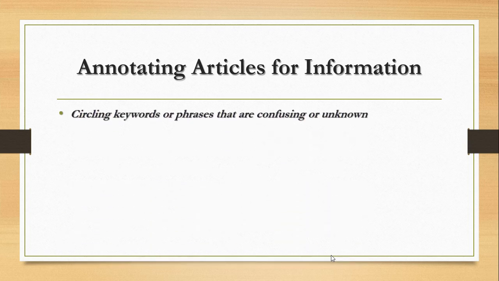The first one is circling. We circle keywords or phrases that might be confusing or unknown to us. The idea is that this helps us to identify the words that might be difficult for us, and therefore we could go and look those up, help deepen our understanding of the text, and make it easier for us to take information from the text if we know those unknown words.